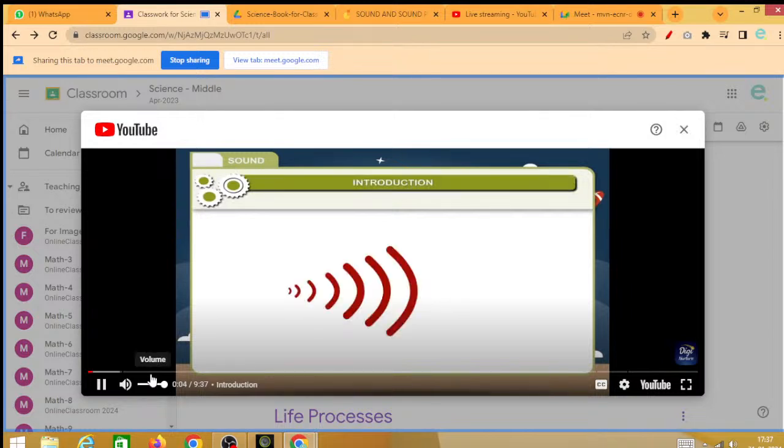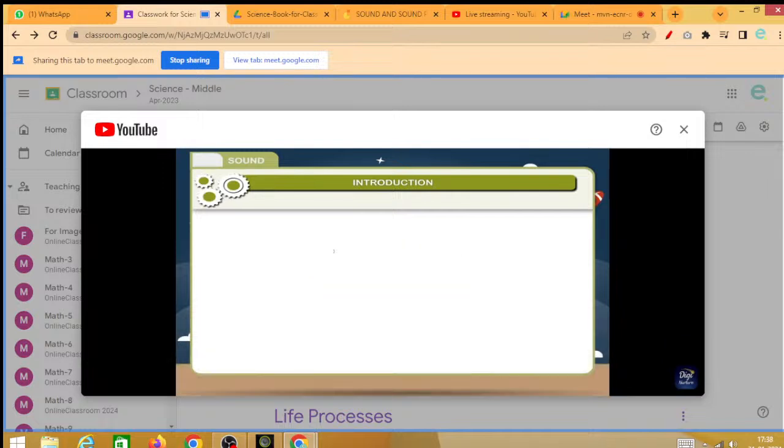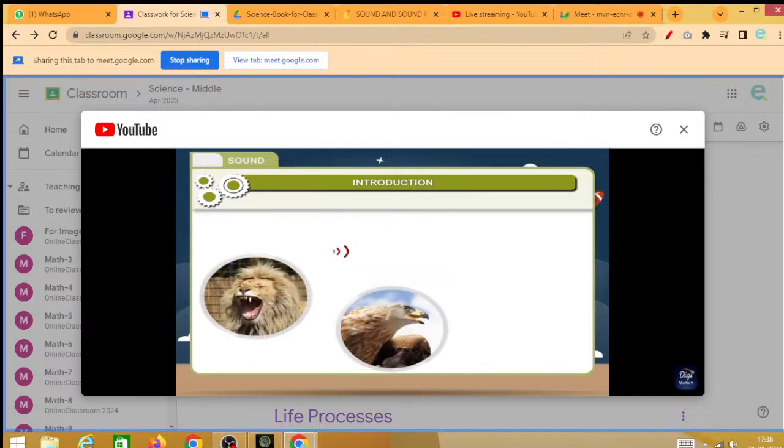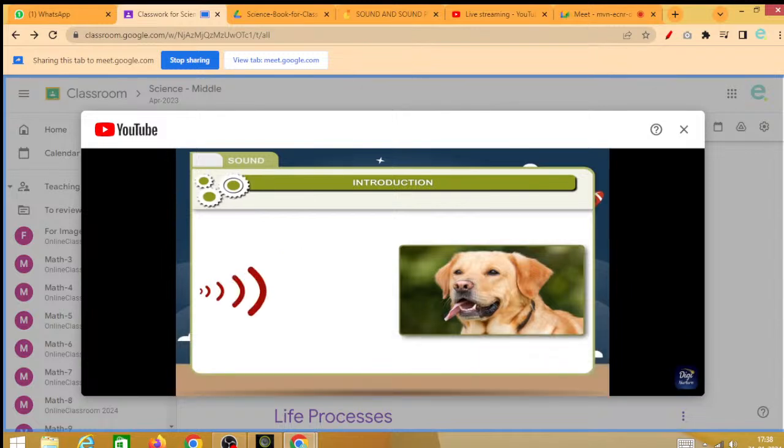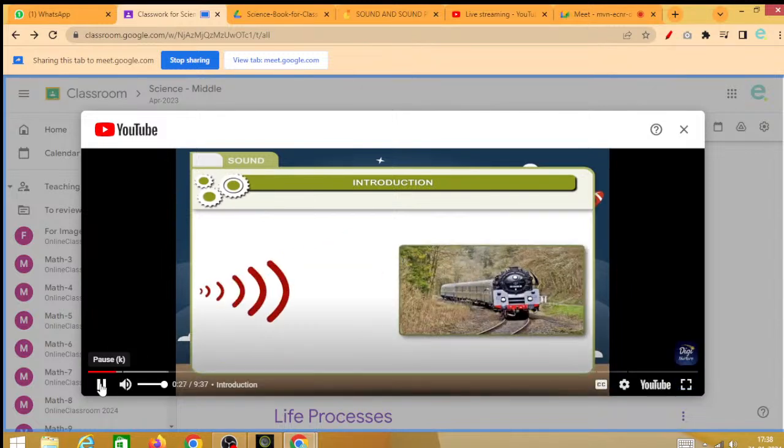Sound is important to communicate with one another. In our daily life, we hear different kinds of sounds, like the sound of animals, birds, and sound of different human beings. All the sounds are different. Some easily recognizable sounds are the bark of a dog and the sound of the train.